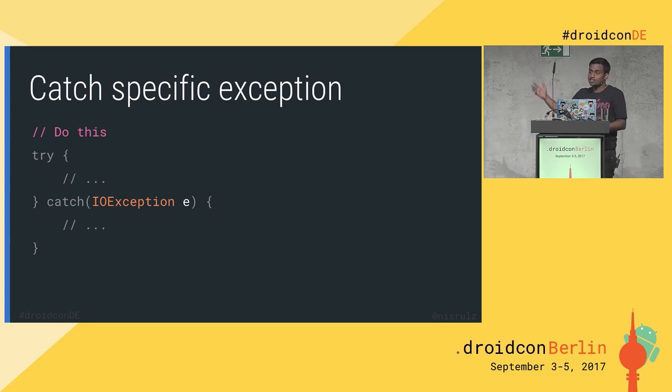Instead of catching it and just silently not telling anyone about what happened, or maybe just logging it on the app developer side, that doesn't help. So you need to be specific as to what kind of exception you are catching, actually.